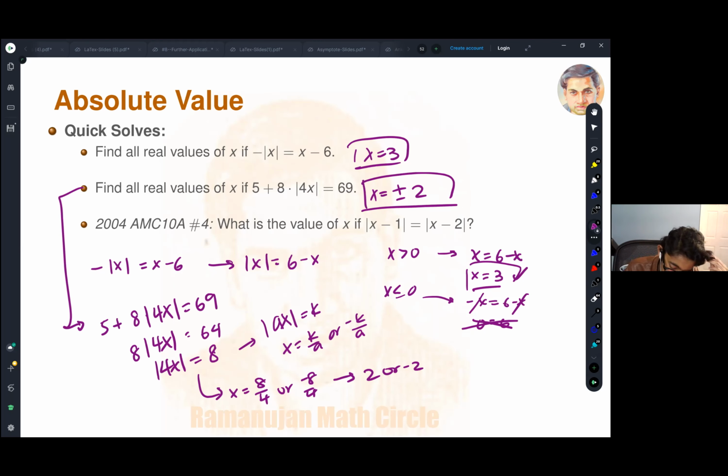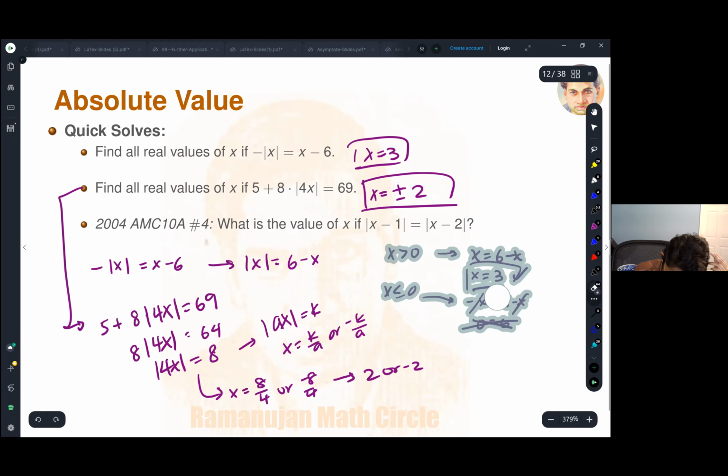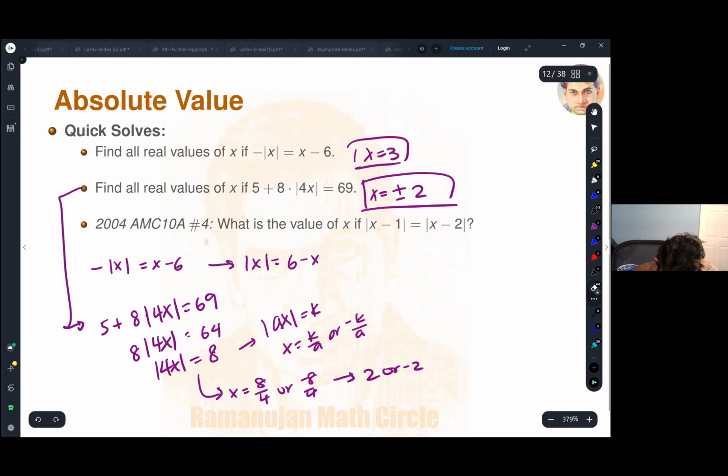Okay, so I am going to work on the third question now. So these are really quick solves, and I think these are just to open up your brain with absolute values in general and realizing that there's 2 different parts to this, a positive and a negative. And so now let's move on to this question.